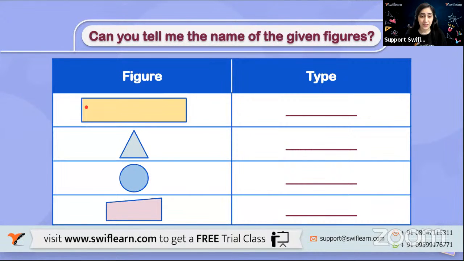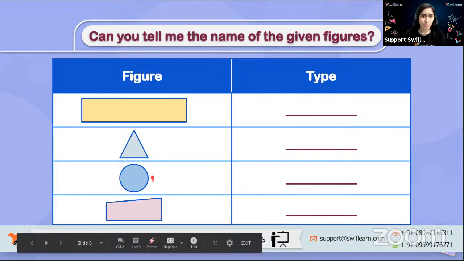Yes, this figure is known as a rectangle. Okay. How about this one? What is this known as? It is a triangle. That's right. How about this one? It's whole round, round, round. We call it a circle.